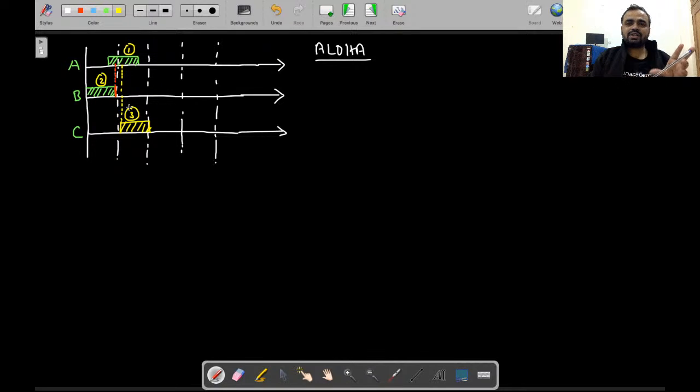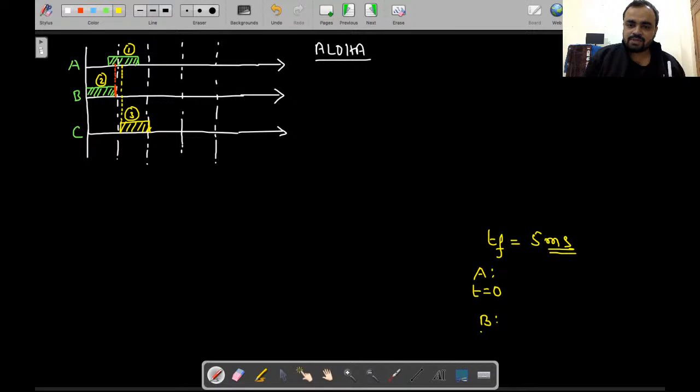Suppose the transmission time of a single frame is 5 milliseconds. Node A transmitted the frame at t equal to 0, and node B transmitted the frame at t equal to 2 milliseconds. So by 2 milliseconds, node A has transmitted this much of the frame. If this is the entire length of the frame, then at 2 milliseconds it will have transmitted this much, and at the same time node B has started its transmission. So the first bit of node B will collide in between the frame of node A. Yes or no? Are you getting my point or not?